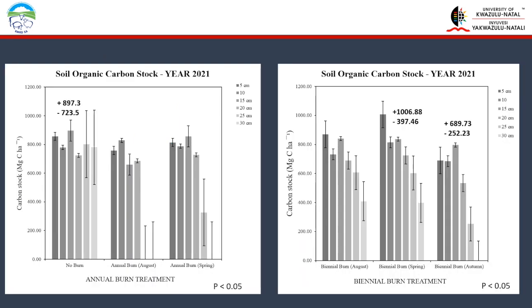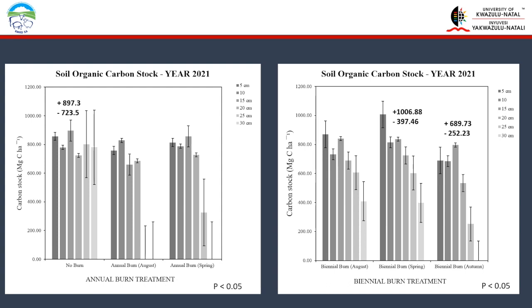Greatest variation in soil organic carbon stocks was obvious in the top 15 centimeters of soil, showing greatest quantities of soil organic carbon. From the treatments, those sites burnt biennially in the spring showed the greatest significance in terms of soil carbon stocks in the first 5 centimeters of the soil layer. Thereafter, stocks decreased steadily to 30 centimeters.